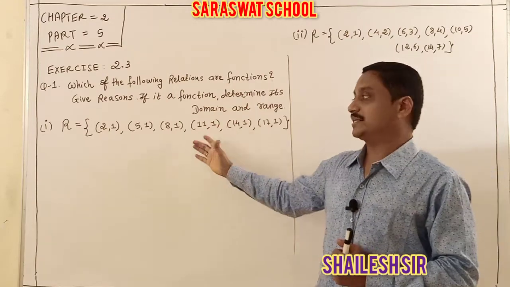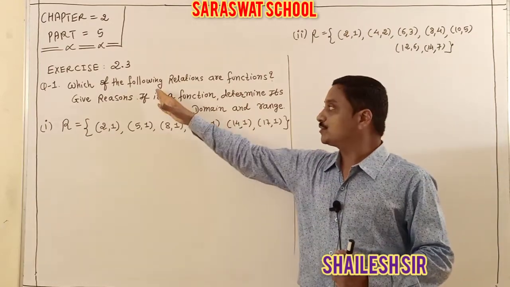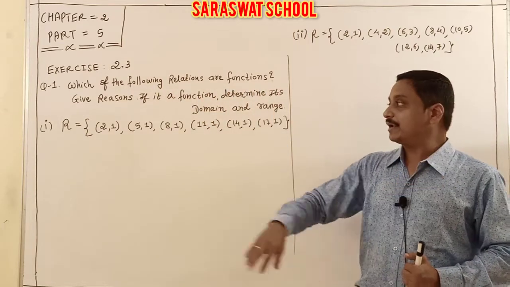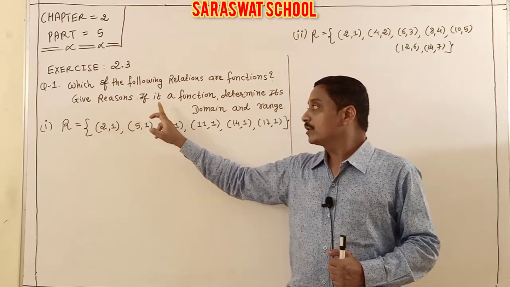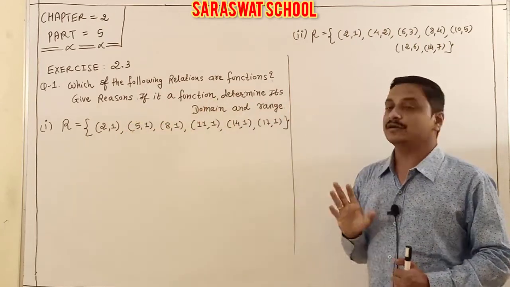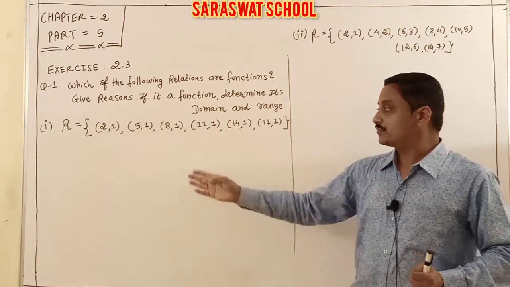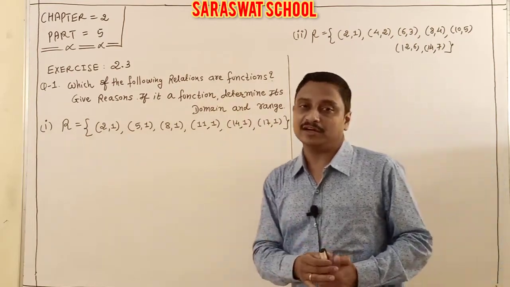Students, in the last part I explained that there are 7 types of functions. Today I will explain this exercise. First question: which of the following relations are functions? Identify that and give the reason why. If it is a function, then find the domain and range. There are 3 questions in the second part, and then I will explain the third.